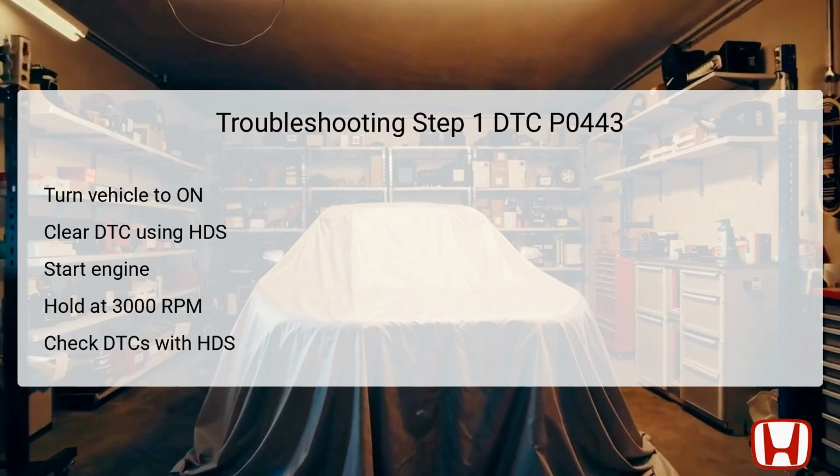Start the engine and maintain the RPM at 3000 for a few minutes until the radiator fan activates. This ensures that the engine is in a stable operating state. Finally, perform another DTC check using the HDS to determine if P0443 is indicated once again.